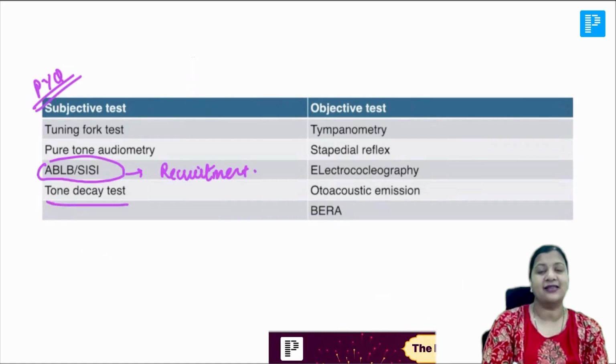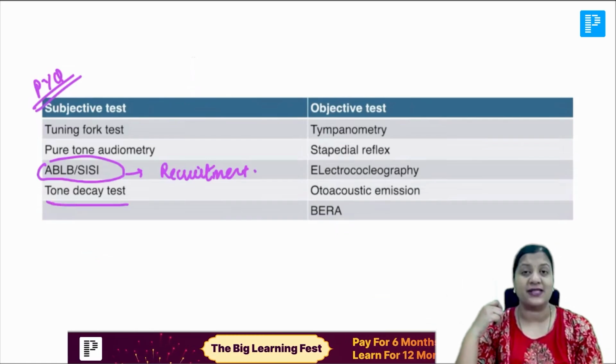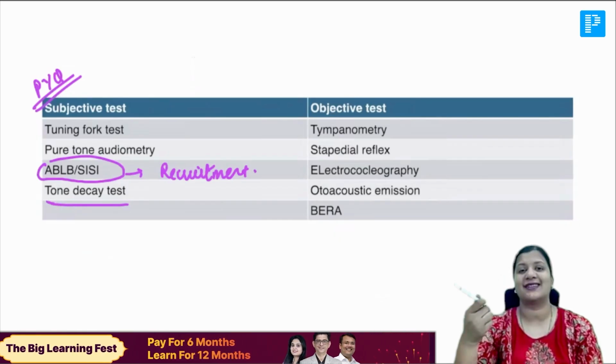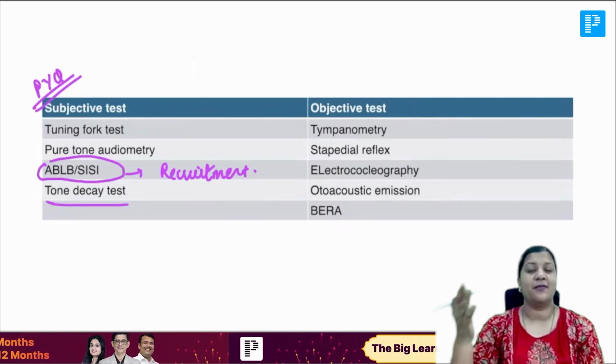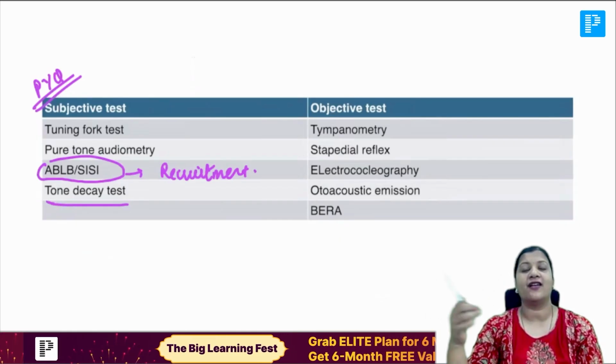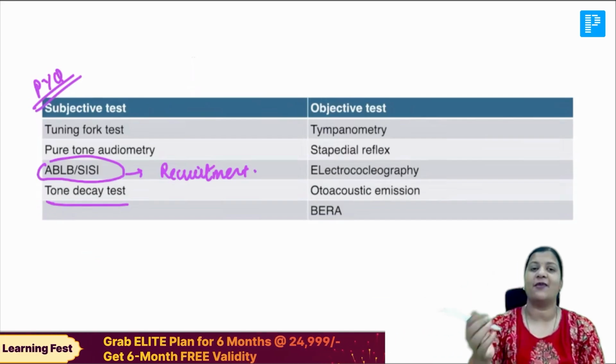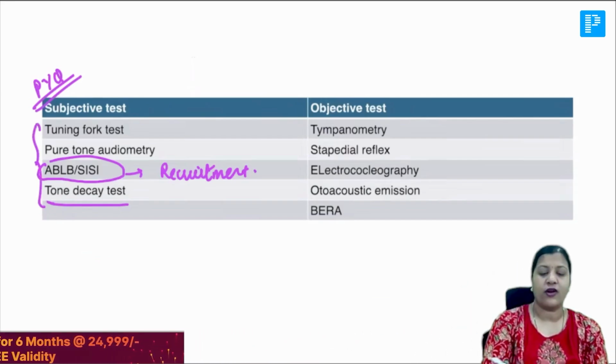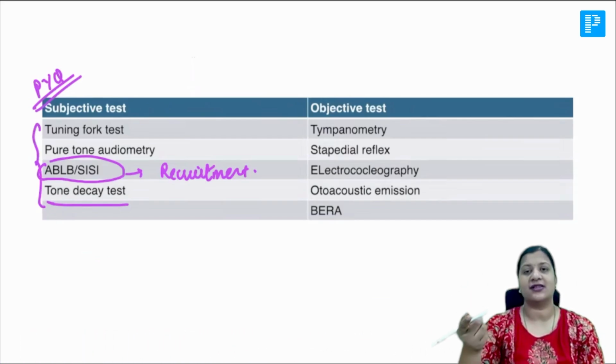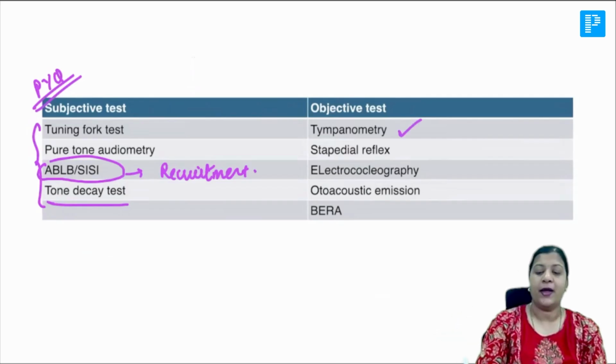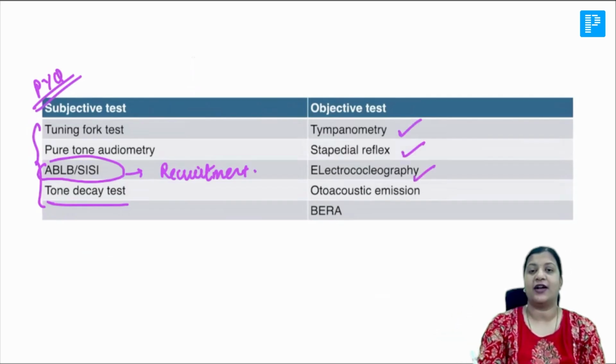And the tone decay test is a test where you ask the patient to perceive a tone, and if he can hear it for 60 seconds or more, it means that there's good function of the cochlear nerve. If not, there is a retrocochlear pathology. So all these four are your subjective tests, where the patient is giving the response. Objective, machine generated: tympanometry, stapedial reflex, electrocochleography, otoacoustic emission, and BERA.